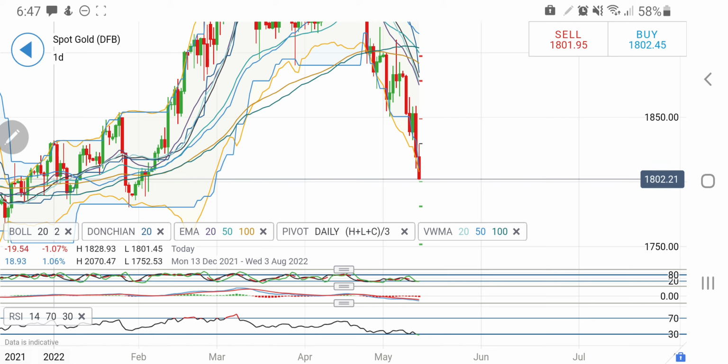I'll recommend you to remain short only till the time it is below 1810 levels. In between 1810 and 1820, I will not recommend you to take any position. Above that, you can take a long entry. So take your positions accordingly.